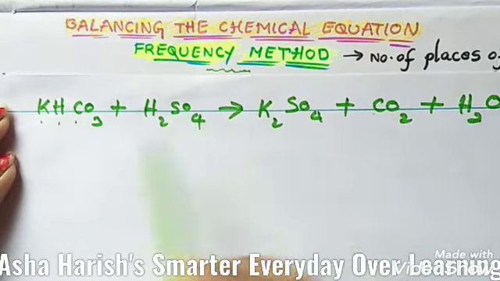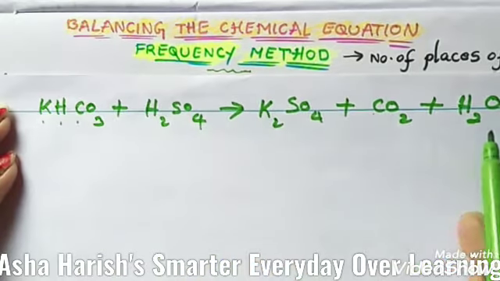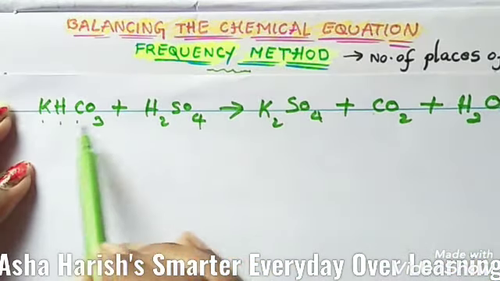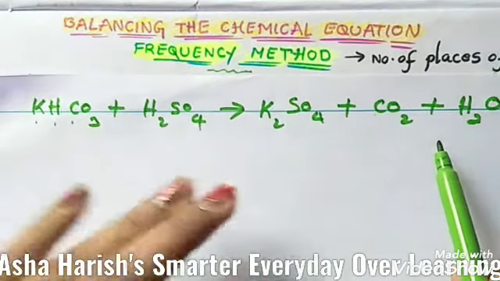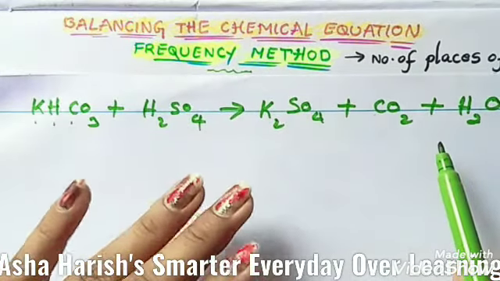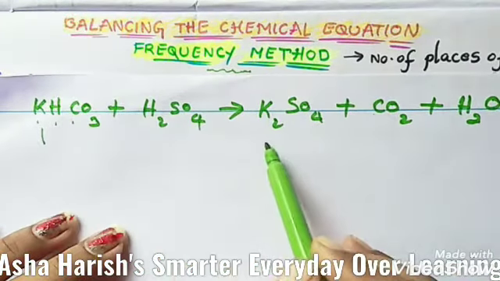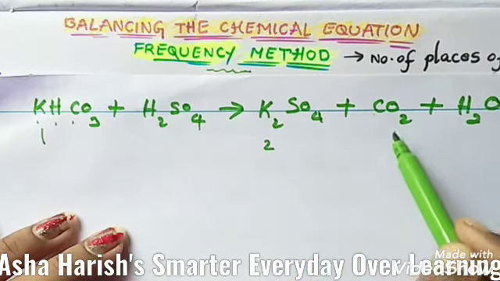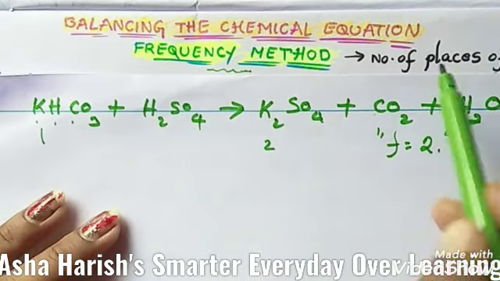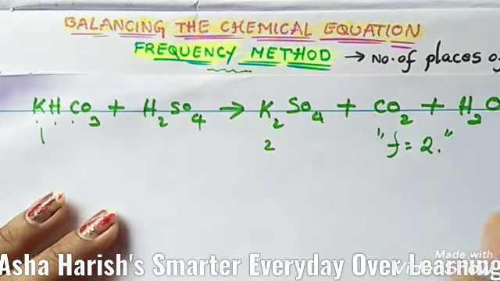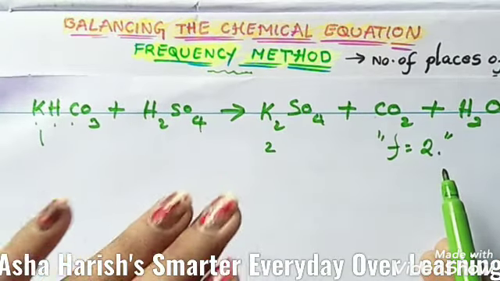If you take the frequency of potassium, you need to count the places of this potassium. That means in the reactant side and the product side, you count the places where potassium is located. Here is the potassium, place 1, and here is place 2. Now the frequency F of K is 2. Like that, you need to count the total number of places of all the elements in this chemical reaction. That is the frequency of the elements.